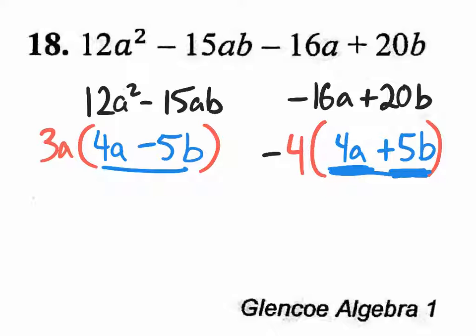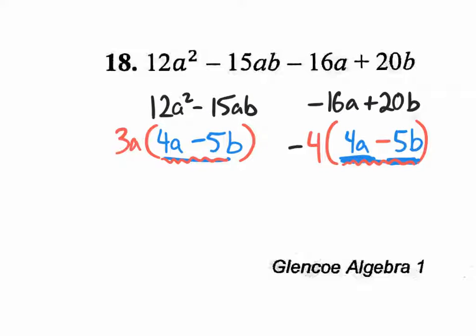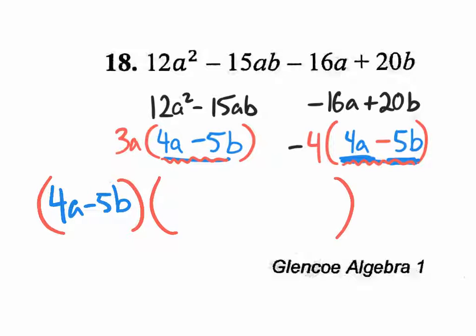And that would change these signs to be a positive 4a and a minus 5b. So now we really do have the same exact binomial here and the same exact binomial there, because we pulled out a negative 4 instead of a positive 4. And now we could take a step back and factor out that 4a minus 5b, that common binomial, 4a minus 5b, put it in parentheses, and you'll have a 3a left over with the minus 4. And we are done. Let's move on to the back side of this worksheet.